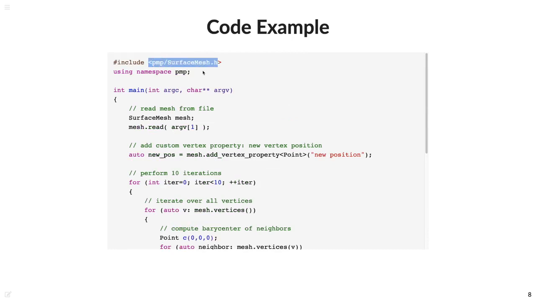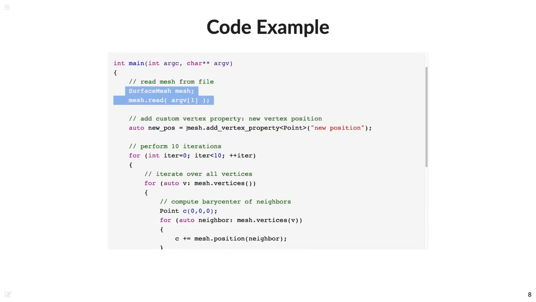We include the surface mesh header, use its namespace, the PMP namespace for Polygon Mesh Processing library. And then we define and read a mesh from a given file name. Now, for the sake of this little example, let's say we want to do uniform Laplacian smoothing. So for every vertex, compute a new position as the average of its neighbors. So we add a point, like a 3D point, as a custom property to the vertices, stored in this variable here.